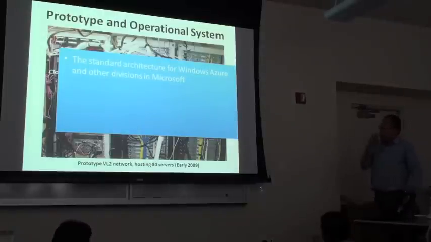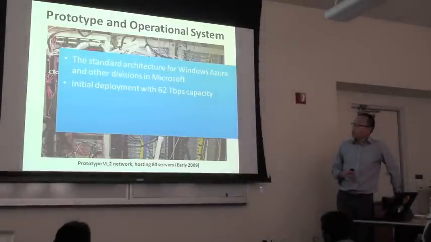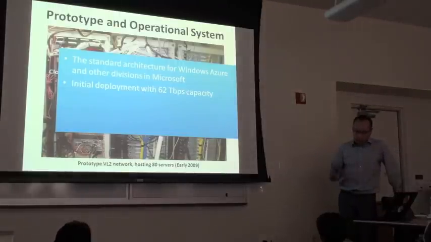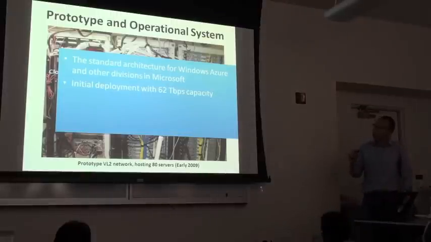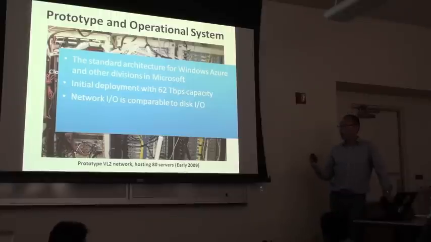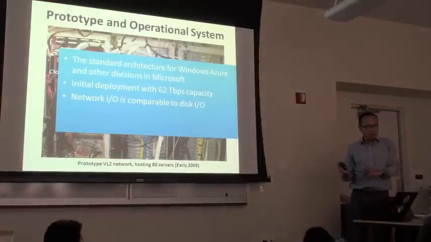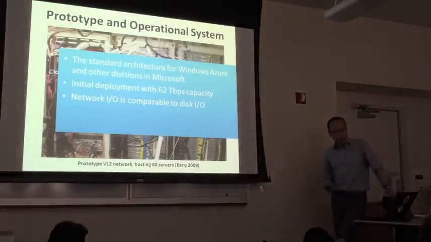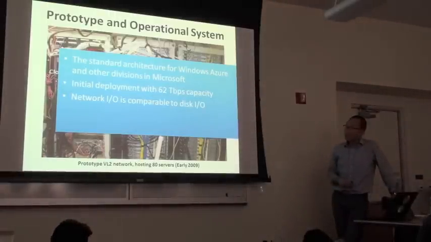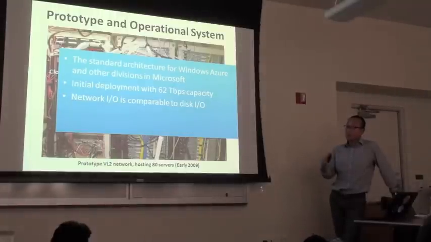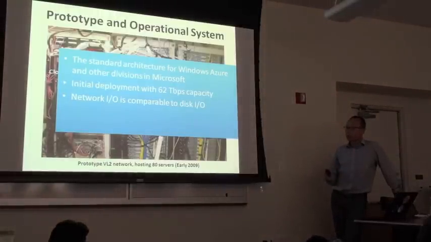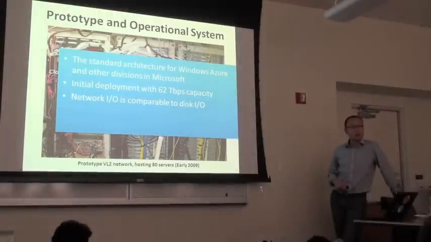This is not just a standard architecture for Windows Azure, but is common for all big divisions in Microsoft. Along with my colleagues, we built these networks in all the data centers we have around the world, and the smallest one has more than 60 terabits of capacity. The worst-case oversubscription ratio is 2-to-1, and each server has 10 Gbps of network attachment. So each server has network I/O throughput surpassing its disk I/O throughput. Each server can send, even in the worst case, more than 600 megabytes per second, which is larger than the theoretical maximum of SATA 2.0.